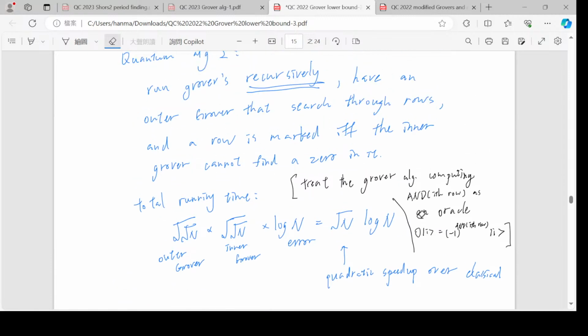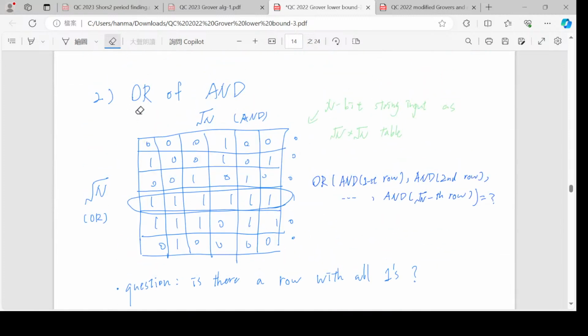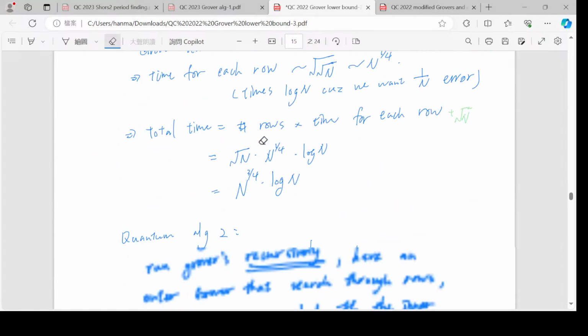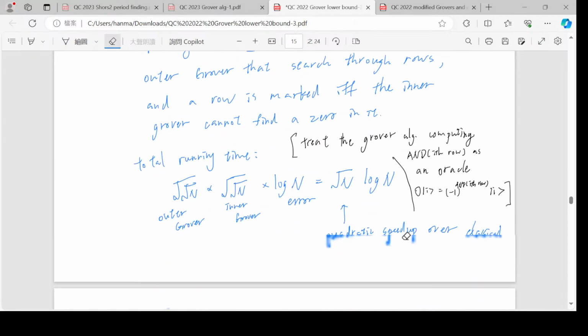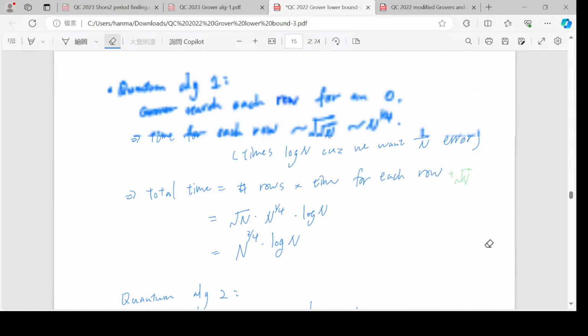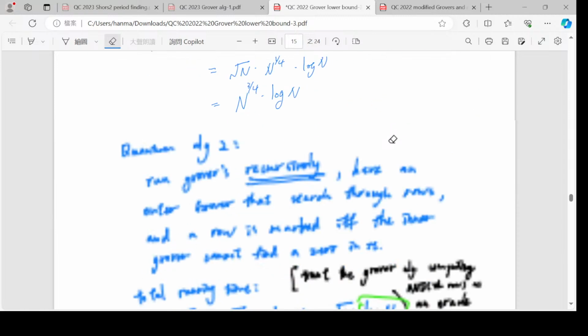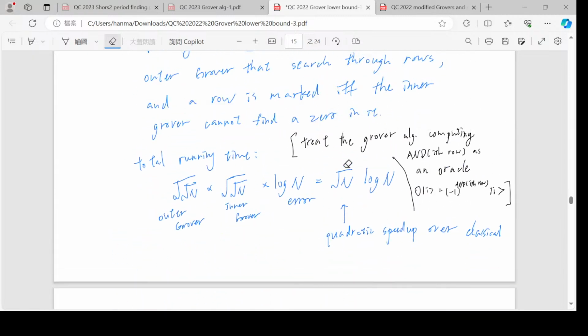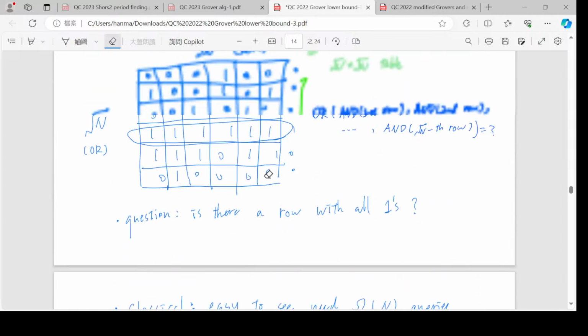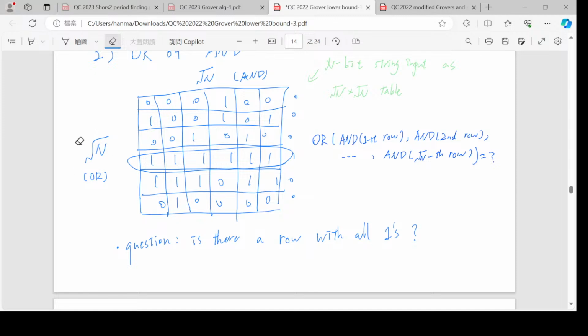Okay, and so we see that for this order of n problem, if you run this recursive scheme of the Grover algorithm, then once again you get this quadratic speedup over the classical algorithm, because for the classical algorithm you need omega n queries, and it's easy to show that this is also optimal. So the idea is you treat the Grover algorithm that computes the AND of some row as an oracle. You can turn a quantum algorithm into an oracle for another quantum algorithm.